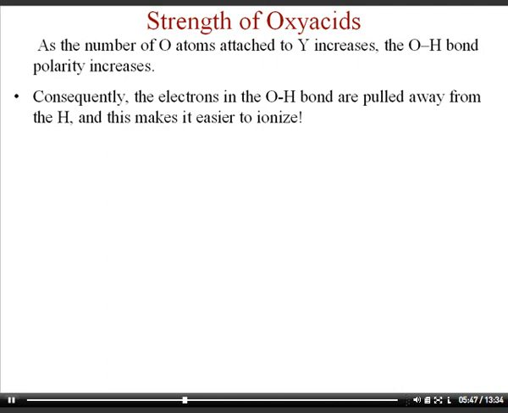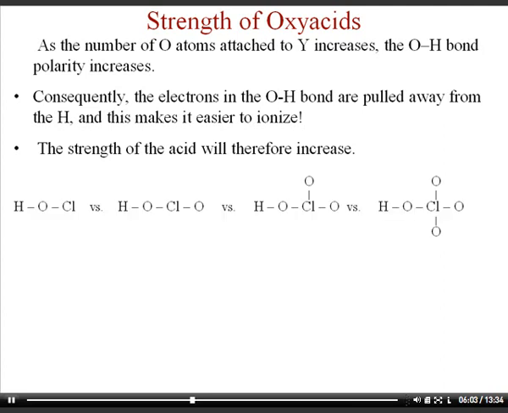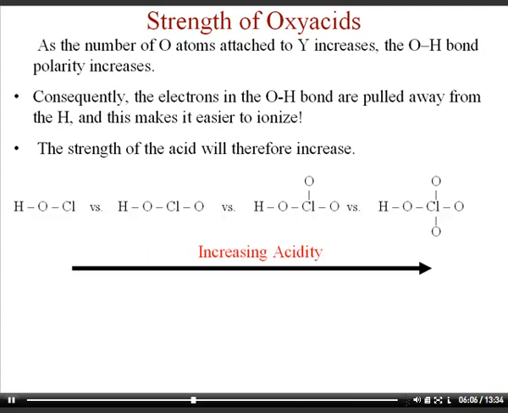to this Y group. So if you have more oxygens attached to the Y group, then there's more polarity on that side, and then there's more electrons drifting away from the hydrogen. The hydrogen becomes positive and it falls off into the solution more often and makes it a stronger acid. So the strength of acids increases with the more oxygens. And so here's an example.